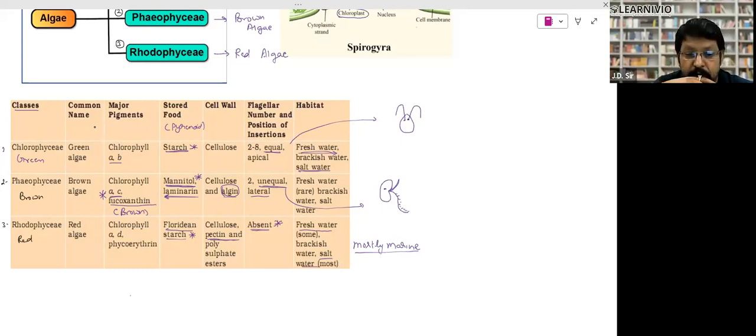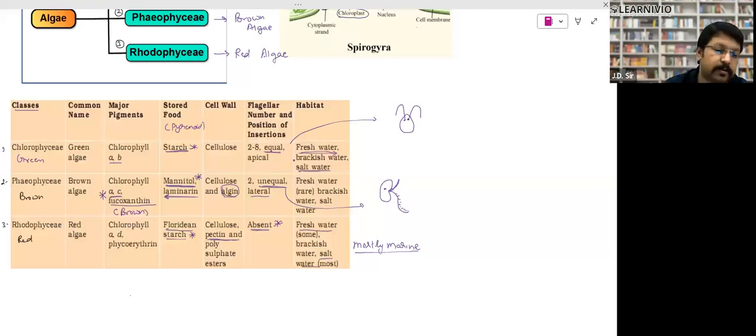Now, the flagella. Some reproductive bodies, some cells, have the flagella. There may be 2 to 8 flagella in algae. They are equal and apical. Equal means both flagella will be equal in size, and apical means they will be present at the front side, the apex, right? They are found in fresh water, brackish water, and salt water. So in a nutshell, they are found in both fresh water and salt water. Is that clear? Keep on telling me. Are you getting every point?